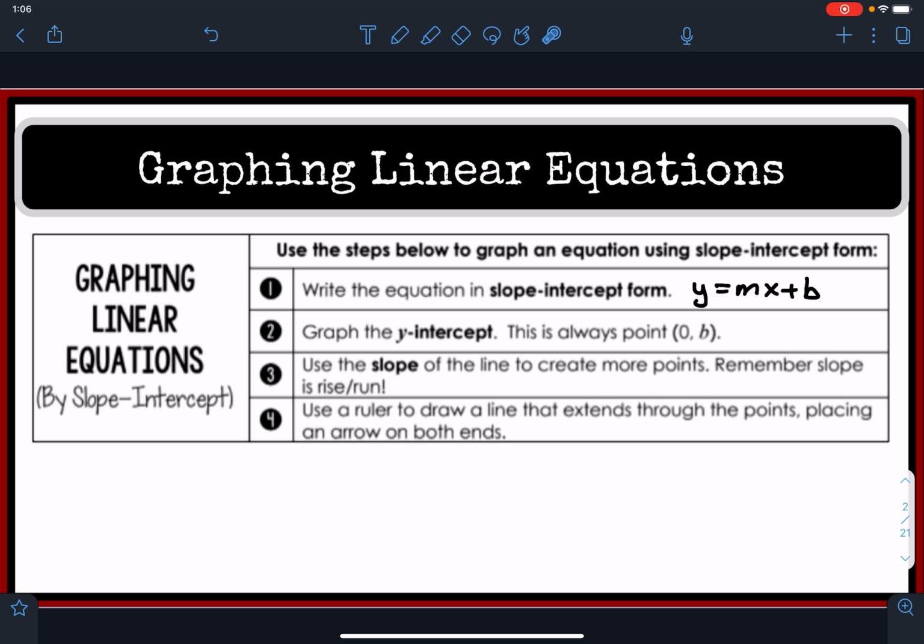Now, I don't have a ruler, but I'm going to connect those 2 points, and that's the way the line is going to be drawn. So I have enough points to draw the line, and connecting those points, I'll have the equation of my line. So let's look at the first example.